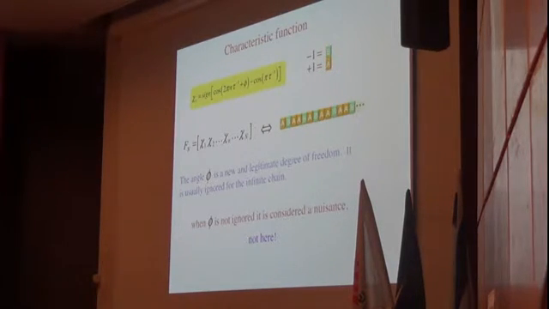Now, this phi is just a variable that I can put here, and it's a legitimate degree of freedom. It's a very important one, although usually it is ignored. And when it is not ignored, it is considered a nuisance, but here it is not. Here it's very important.